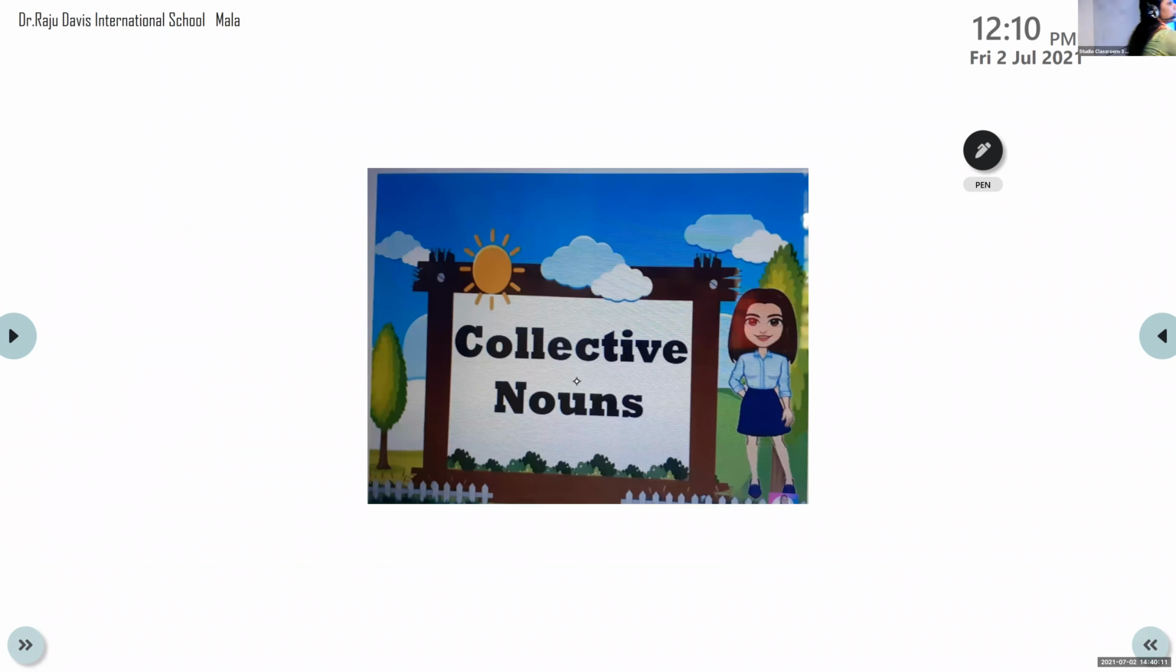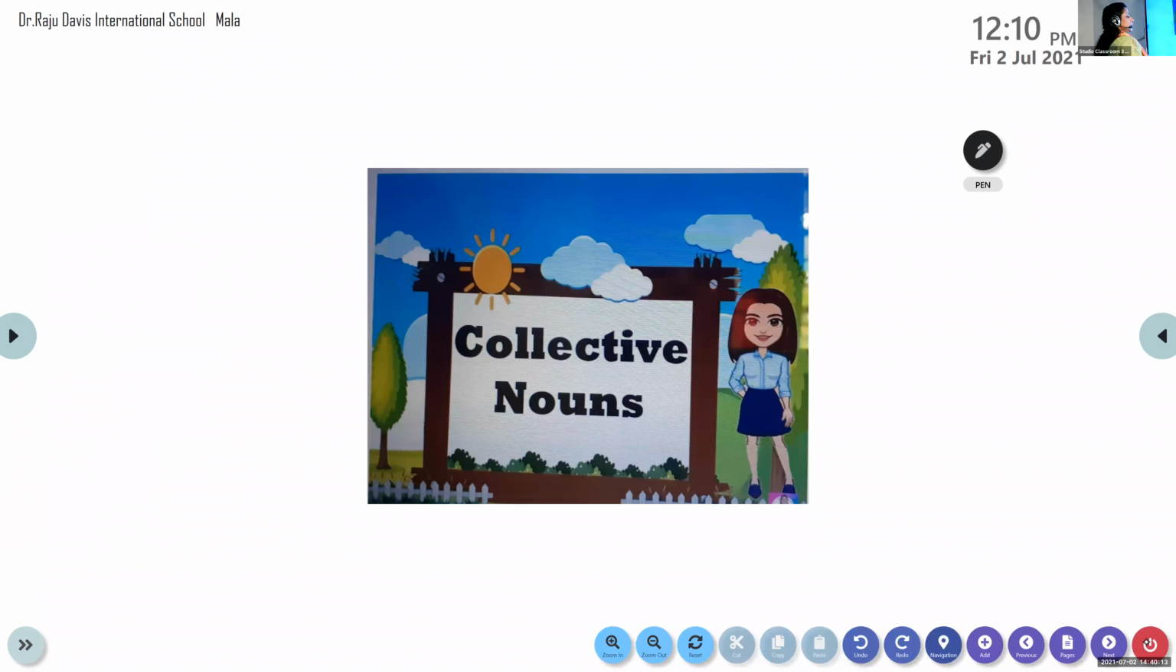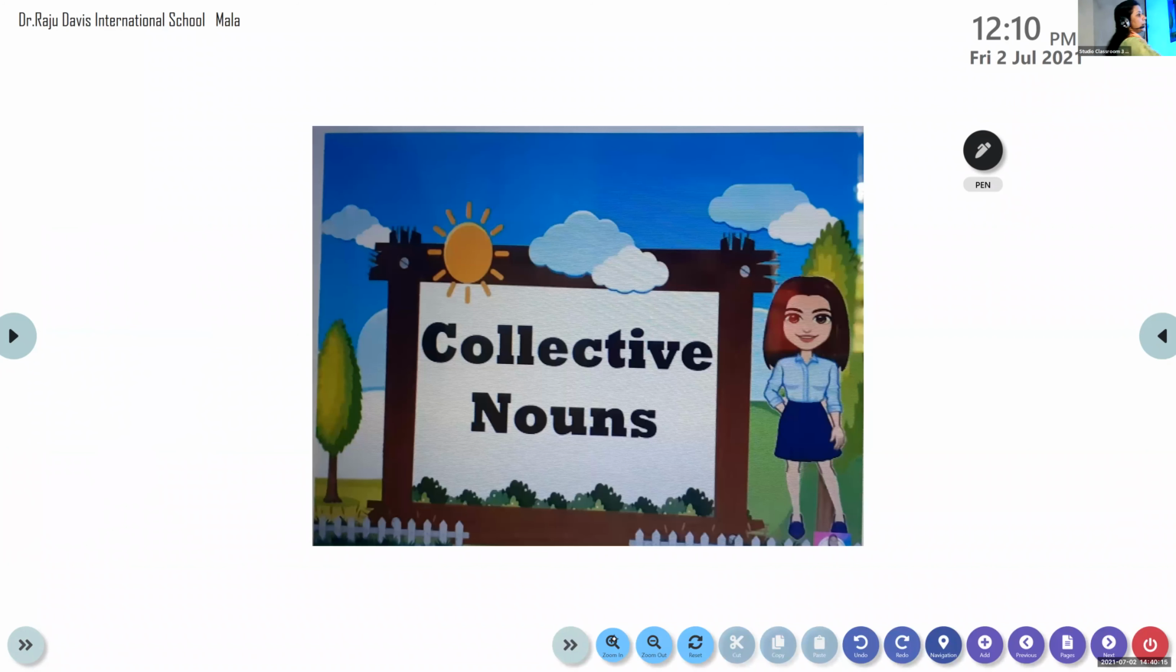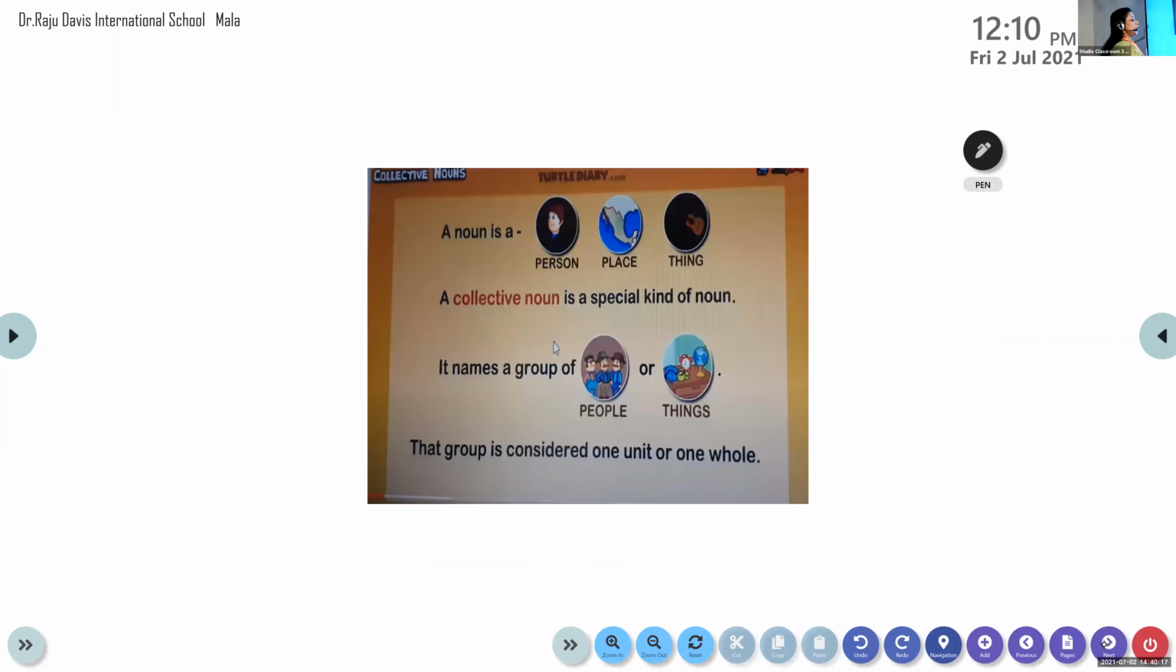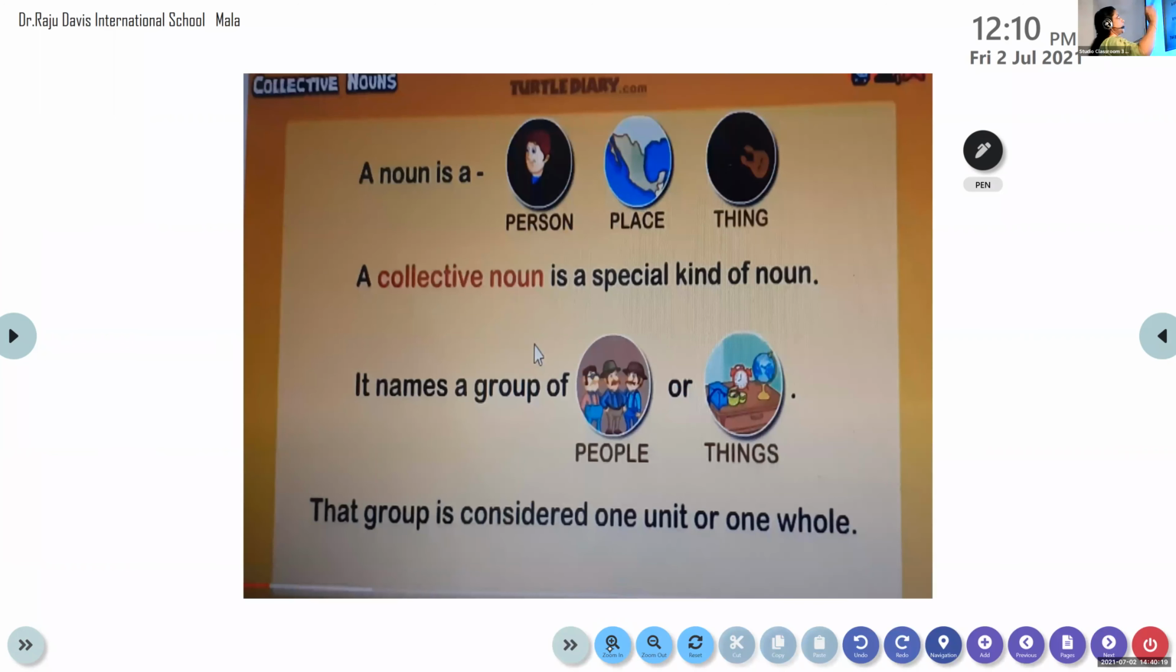Yes, it's all about collective nouns now. So we are the collective noun. All of you please have a look at it. We have already explained about noun. We know that noun is a naming word. It's a name of a person, place, animal, or a thing. Okay, animal is not written here, so it is animal or a thing. So collective noun is a kind of a noun.